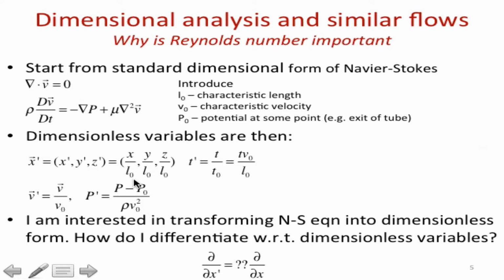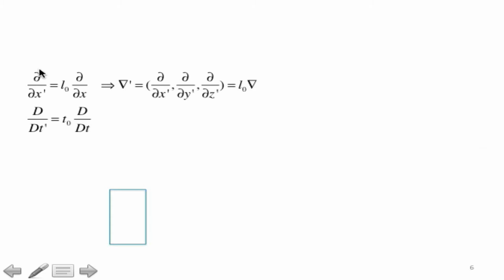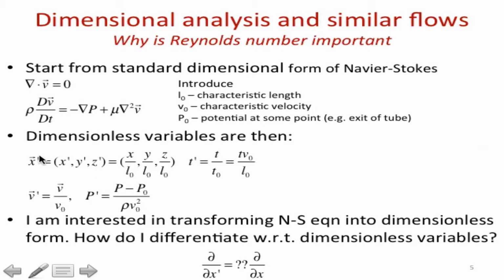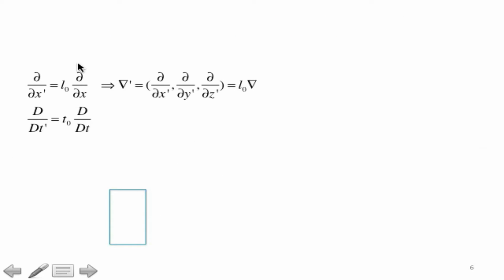And I know that my x prime is x over L0, okay? So the partial derivative with respect to x prime will be the partial derivative with respect to x times the partial derivative of x with respect to x prime, okay? And since x is L0 x prime, then I will get that this is L0 partial x. Okay, everybody following? So this is basic calculus. So therefore my gradient prime is L0 times the gradient.